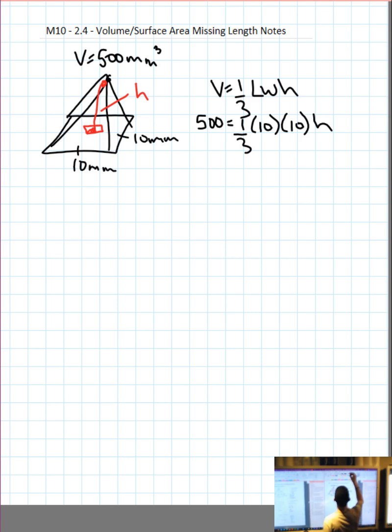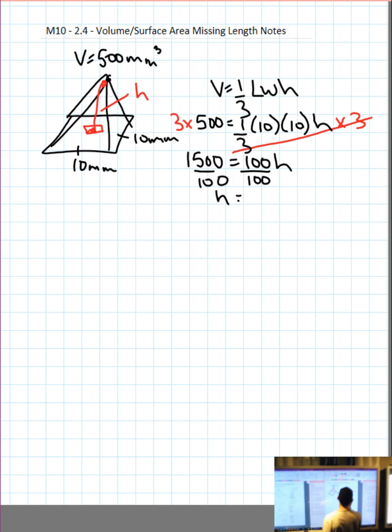Now we're going to start by timesing both sides by 3. And these ones cross off. These ones cross off. I'll let anybody who needs to erase and slow down for a second catch up there. My apologies. So we get 1500 on the left-hand side is equal to 10 times 10 is 100 times h is h. Then we're going to divide both sides by the coefficient of the variable.